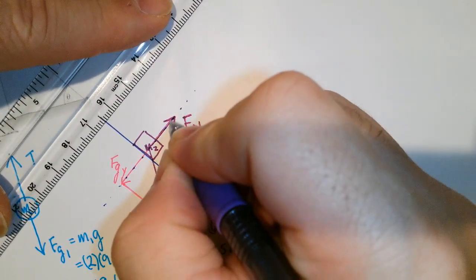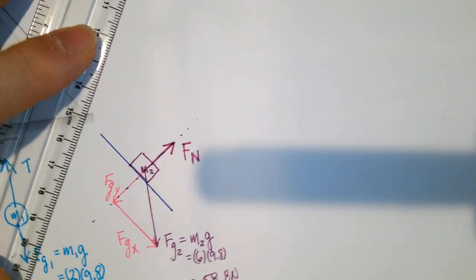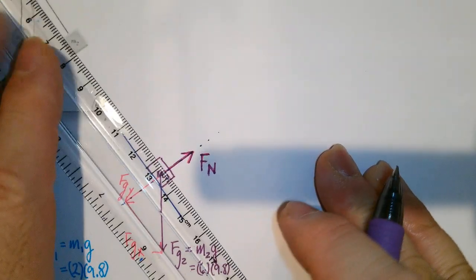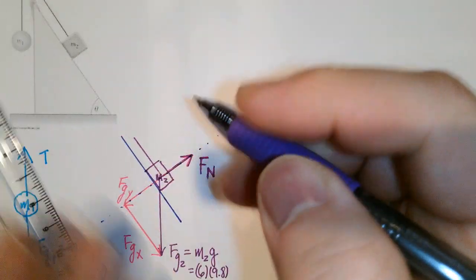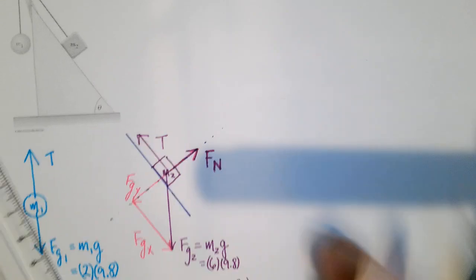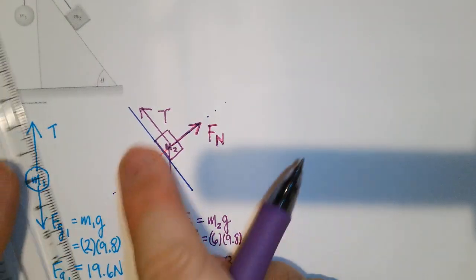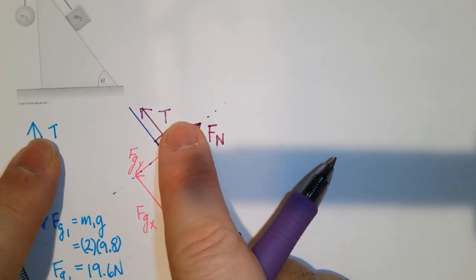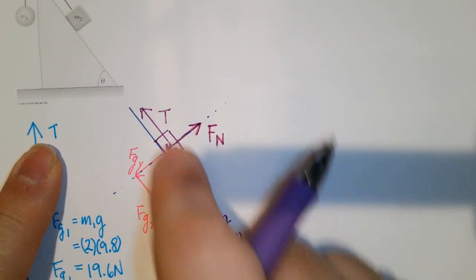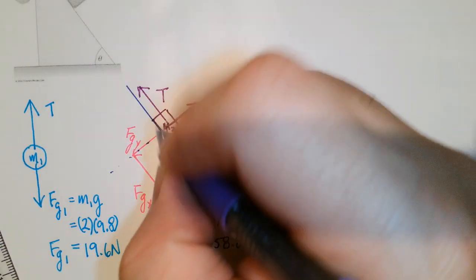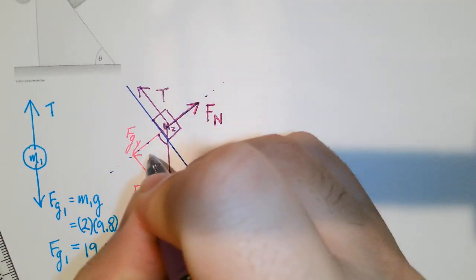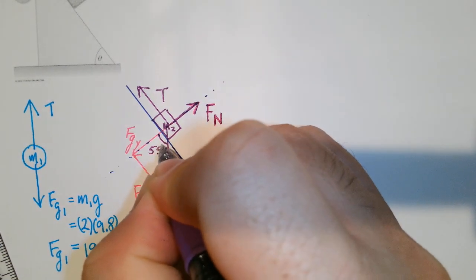Your F normal is not a component, it's actually the force. And you would also have tension going up the incline like so. Now these two tensions are identical tensions. They're the same value, same tension, because they're in the same string. Okay? This angle here is theta, which is 55 degrees.